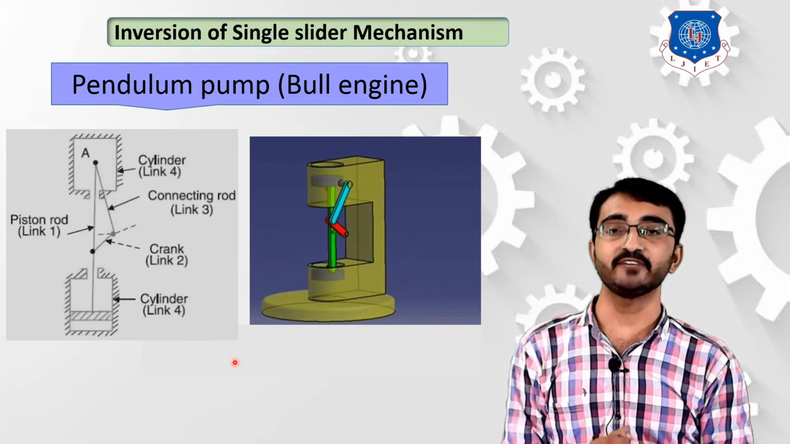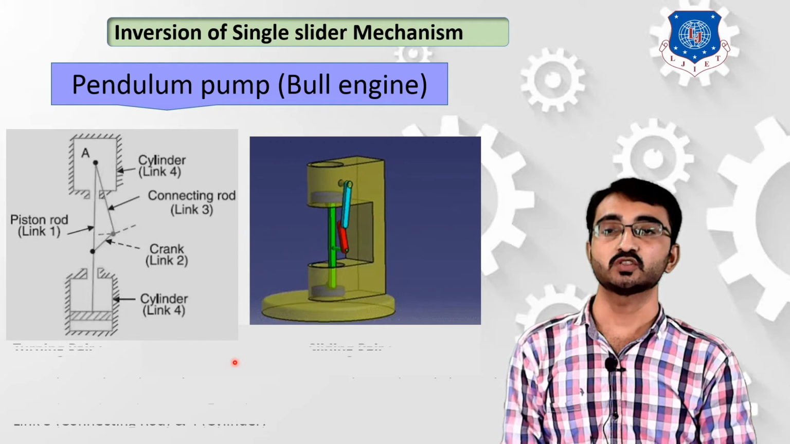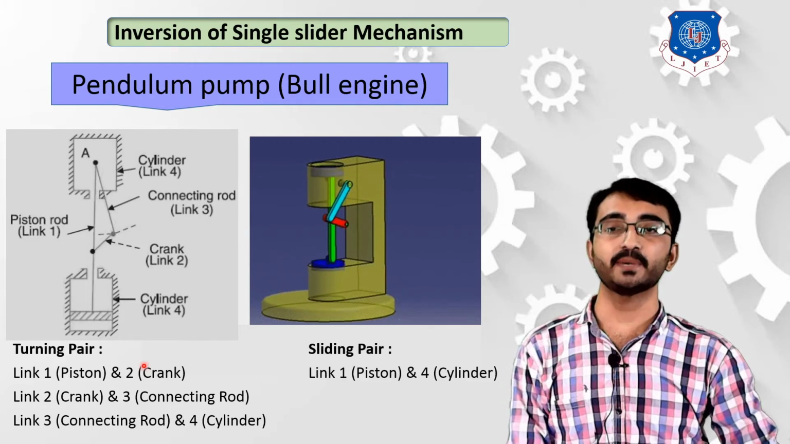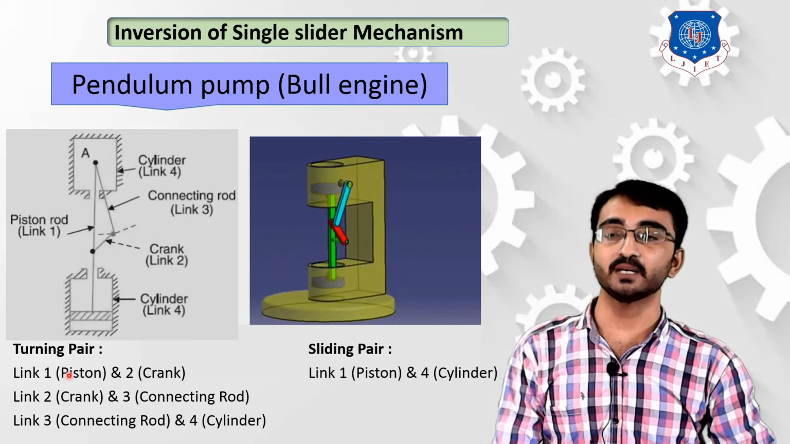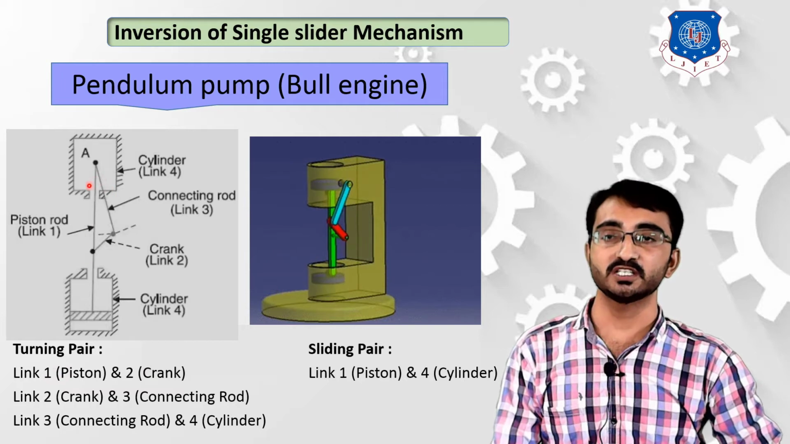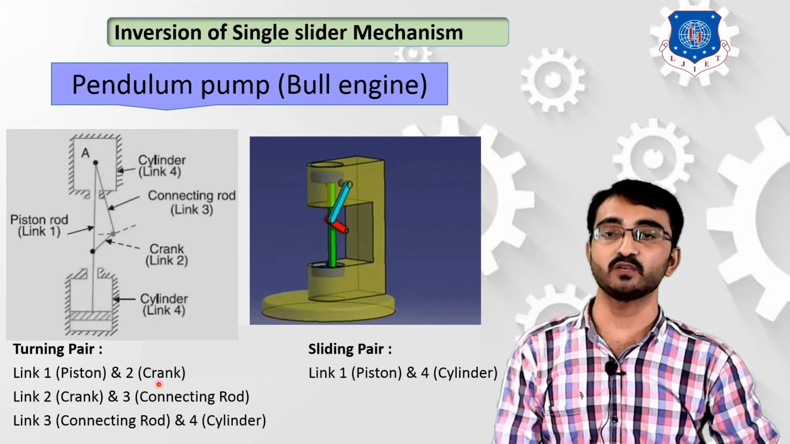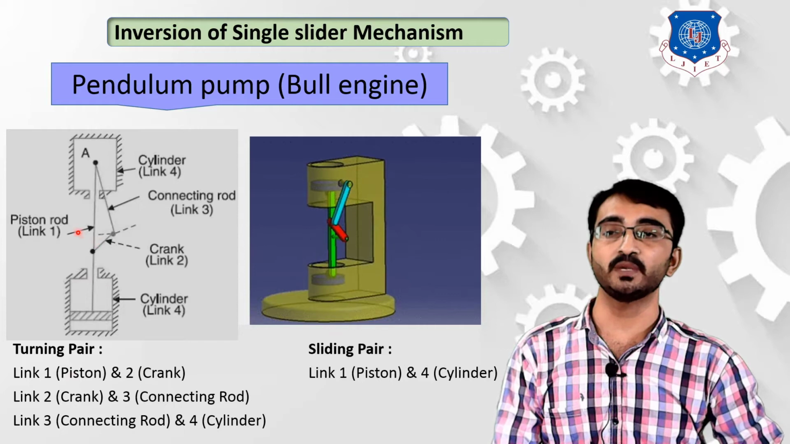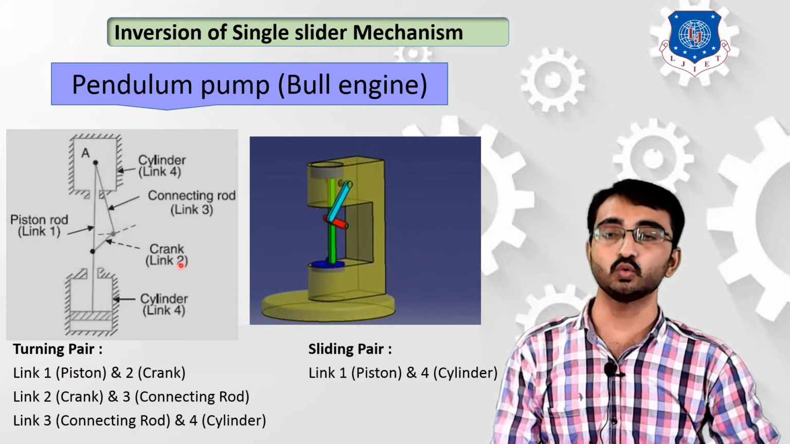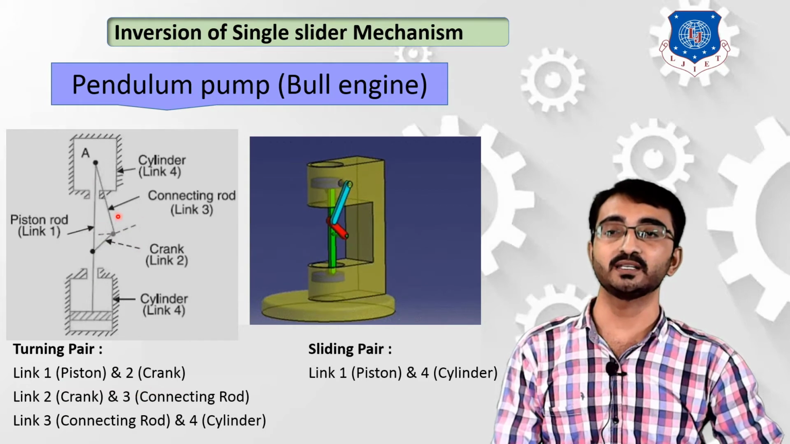Now let's identify pairs in this mechanism. So first we have to obtain turning pairs. Over here your link number 1, that is your piston rod, will be connected with your crank. So with respect to your piston rod, your crank is rotating, or we can say turning. So that's why link number 1 and 2 is forming one turning pair. Now 2 is connected with link number 3, so 2 and 3 will form another turning pair.